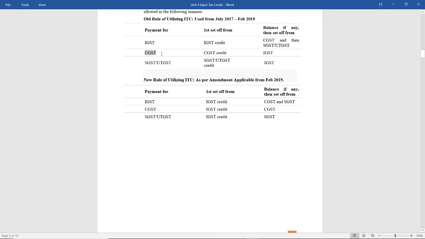Similarly, if CGST payment is to be made and CGST credit is available, the balance could be used for the payment of IGST. Remember, the CGST credit and SGST credit cannot be used for each other. If the balance is remaining, it can be used only for the payment of IGST. Then there was a new rule applicable from Feb 2019, which says that the payment of either IGST, CGST or SGST output has to first be made from IGST credit.